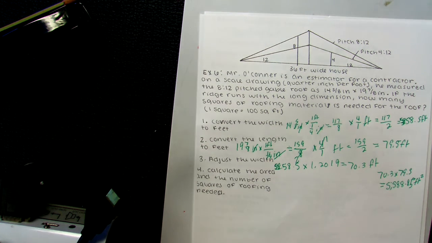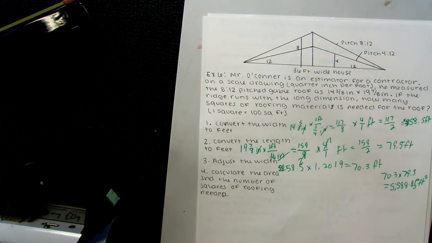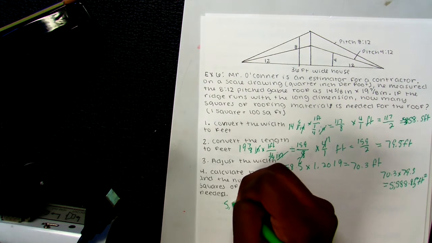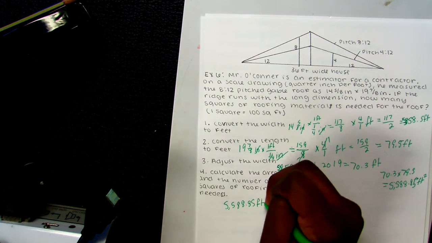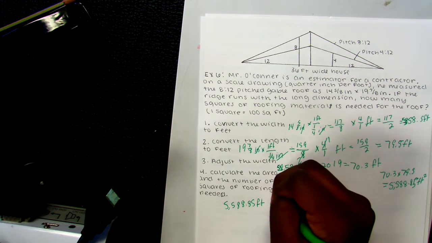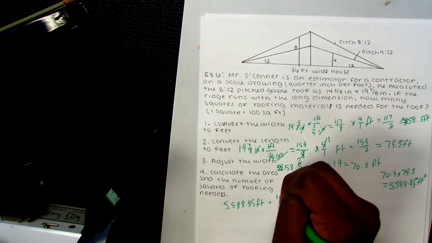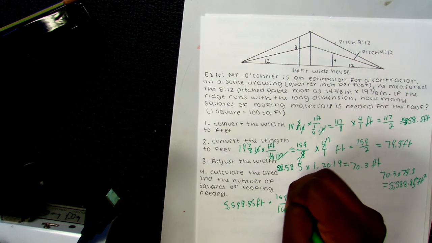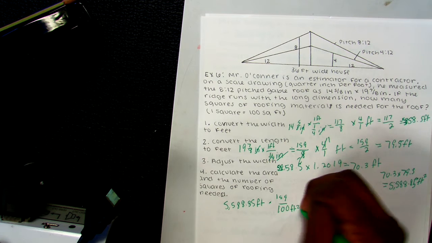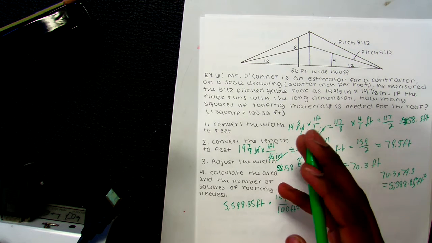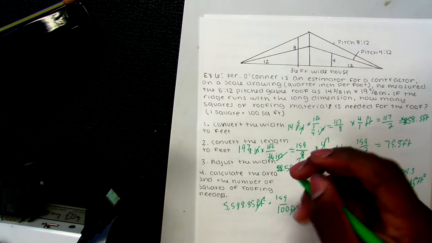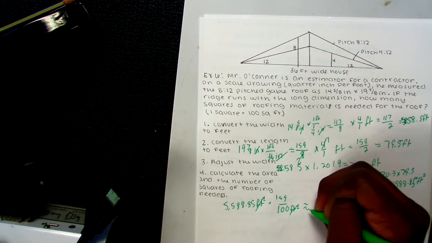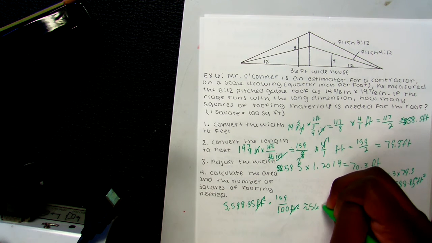It says calculate the area and the number of squares of roofing needed. Okay, so we would take 5,588.85 feet squared, and we would multiply that by 1 square over 100 feet squared. Okay, and we will cancel both feet squared, and then we'll multiply, and after that we will get 56 squares.